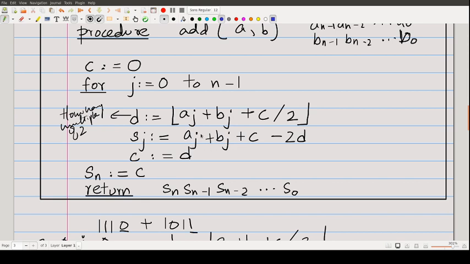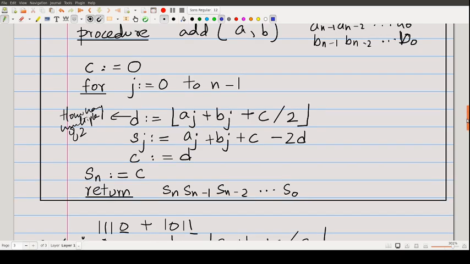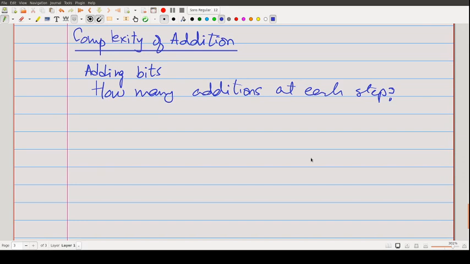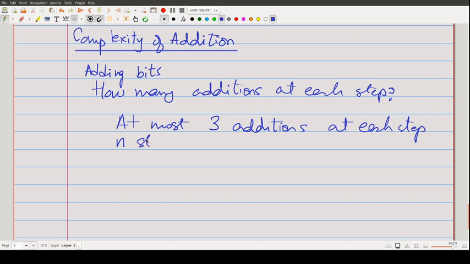If it's already in memory, it's just two additions, and then you can think of this as a subtraction as well. So at each step, if we count subtraction also as an addition, then we're doing at most 3 additions at each step, for a total of n steps. Therefore you're doing about 3 times n additions, and so the complexity of that algorithm is simply linear, O(n). Does that make sense?